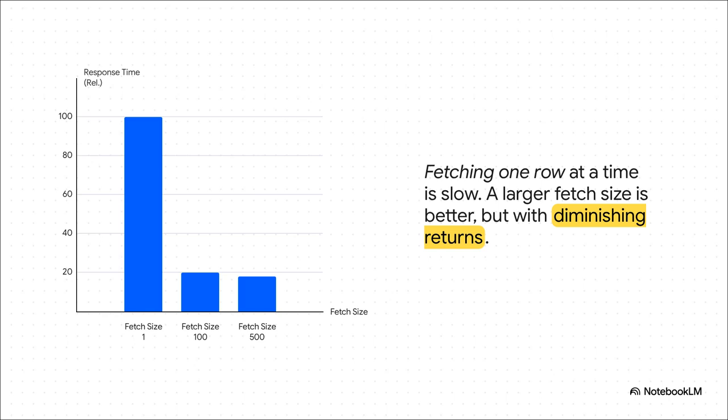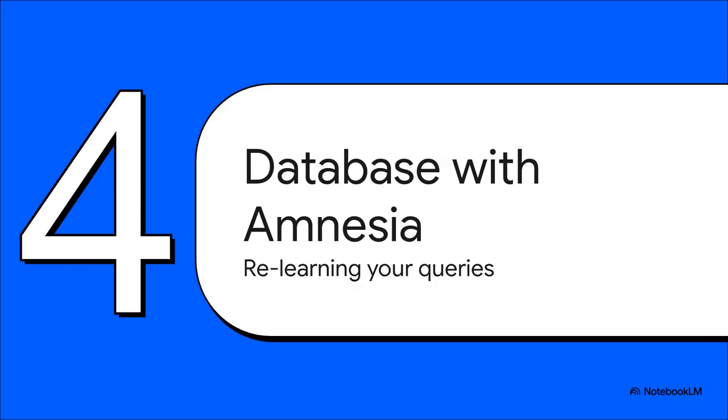Bumping the fetch size up to 100 massively cuts down the time. But here's the interesting part. Notice how going up to 500 doesn't really help much more. It's all about finding that sweet spot. Our next tax is a funny one.